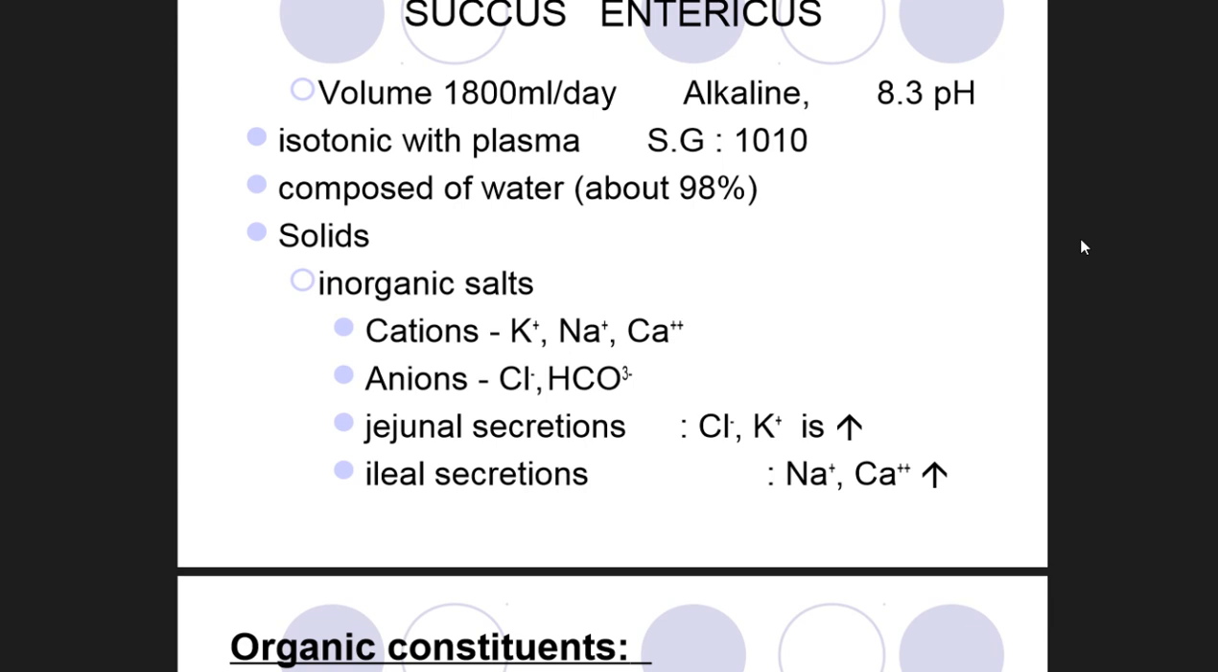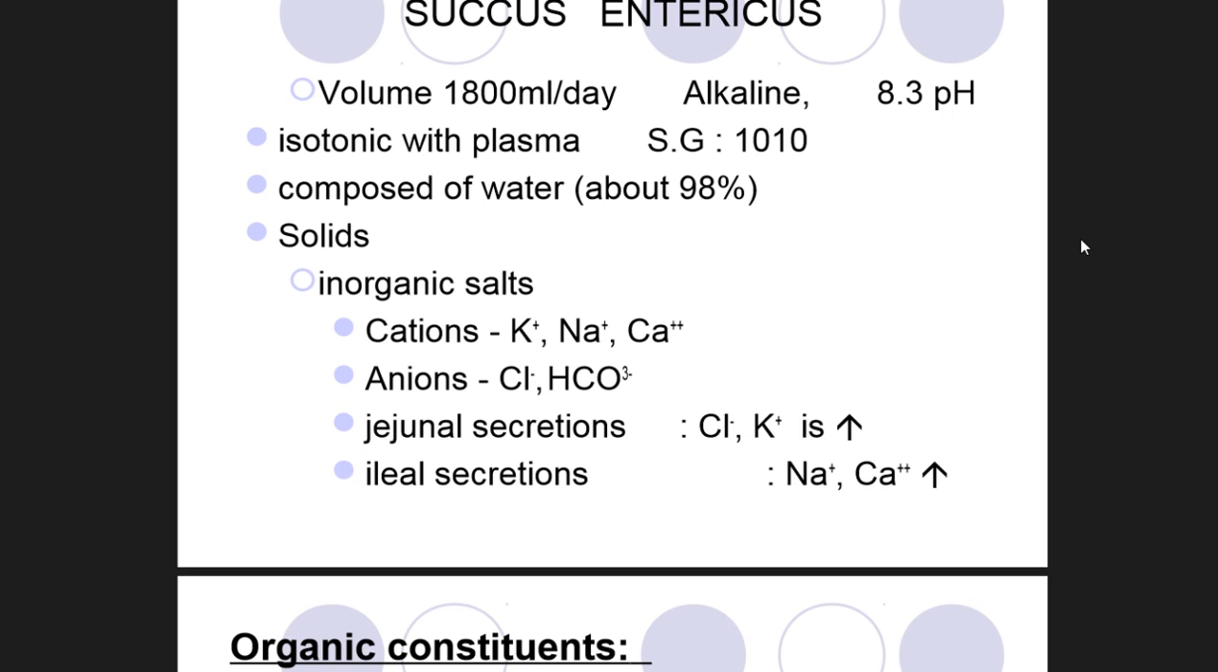Again, coming back to the composition. Volume is 1800 ml per day, alkaline, with pH 8.3, isotonic with the plasma. It is composed of about 98% water and 2% solids, divided into inorganic and organic. It consists of cations like potassium, sodium and calcium, along with the anions chlorides and bicarbonates.